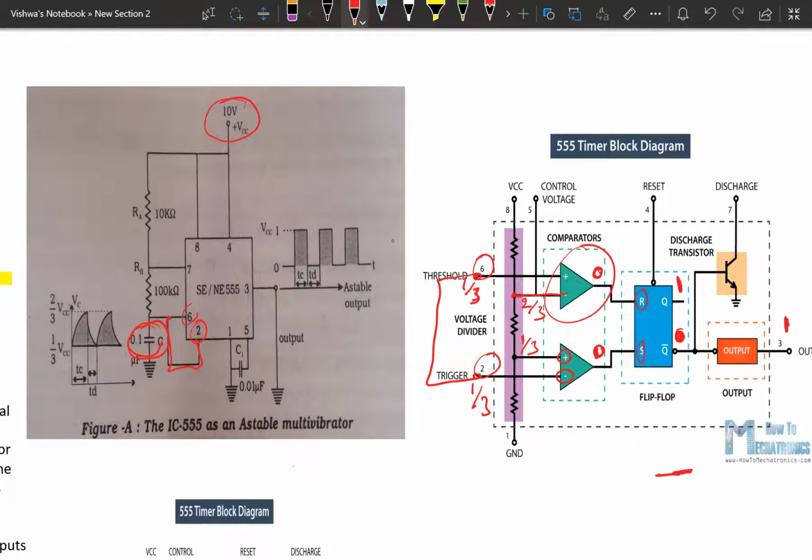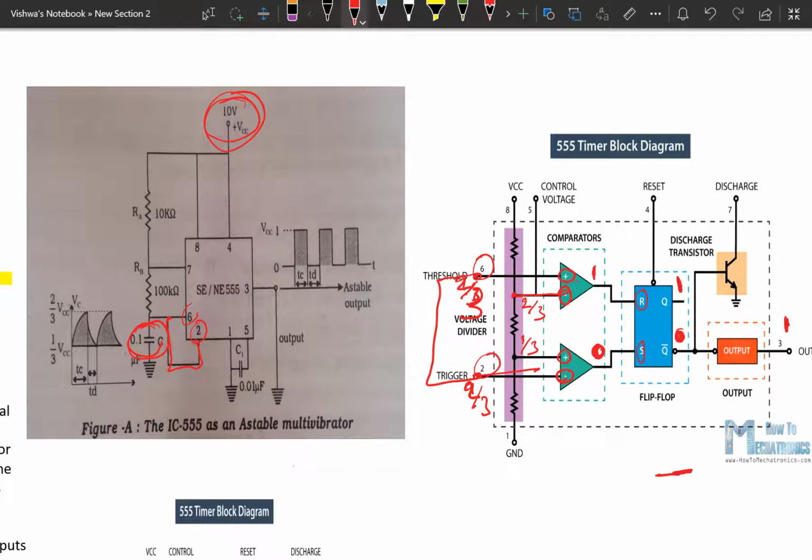Now it gets charging, and once it reaches 2/3 voltage of the power supply, that means here it becomes 2/3 and here also becomes 2/3. In this condition what happens? Now the positive terminal voltage becomes equal to or greater than the negative terminal voltage. In this condition the output of the upper comparator becomes 1, but the lower comparator output is 0 only, because the negative terminal is connected to the trigger. At the trigger the voltage is 2/3, so it is 0.